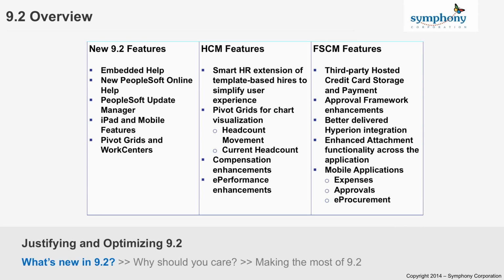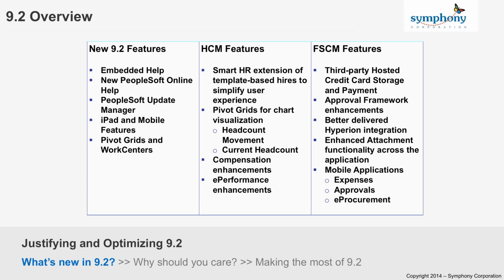So on the first slide, we want to talk about what we have in terms of new 9.2 features. Some in HCM, some in FSCM, and some overall features. This is where Gary will jump in when we talk about HCM and some of the finance features, just to help me out, because I'm a technical guy. But overall, from a technology perspective, 9.2 is largely a technology upgrade. Embedded help is much more efficient. There's a new PeopleSoft Online Help application and manager. There's the new PeopleSoft Update Manager, which we'll get further into as we go through this webinar.